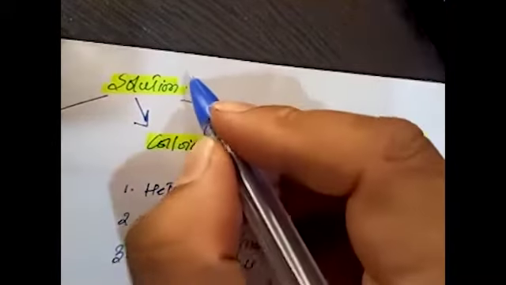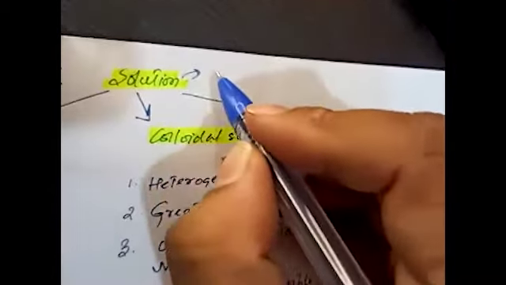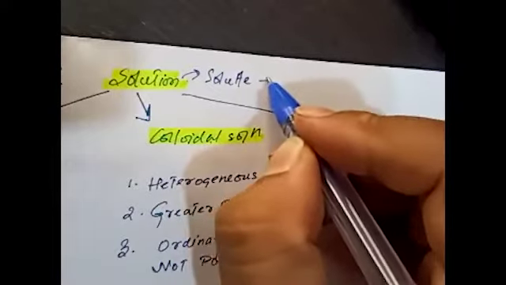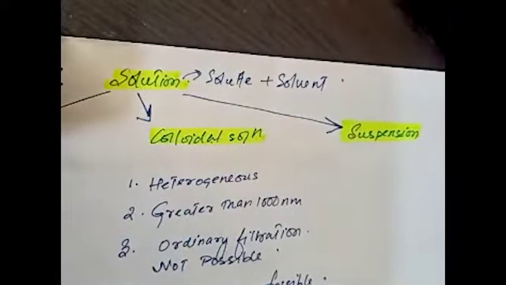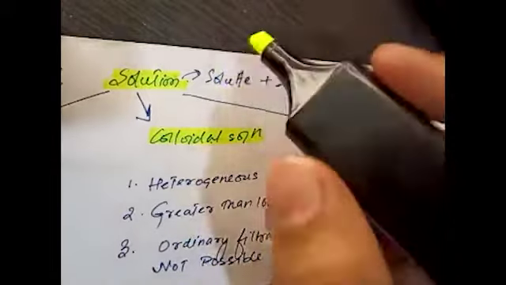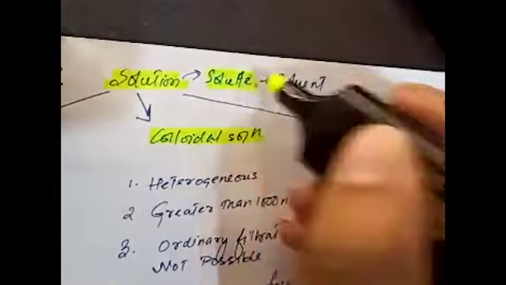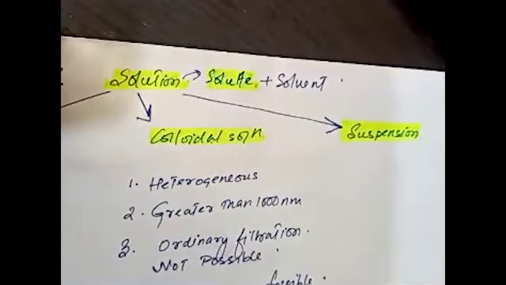In a colloidal solution there are two things. In a solution, as already discussed, there are two things: one is the solute and the other is the solvent. Now, this is our solute particle. Our solute particle can vary in its size, right? It can be small, it can be large, so like that.